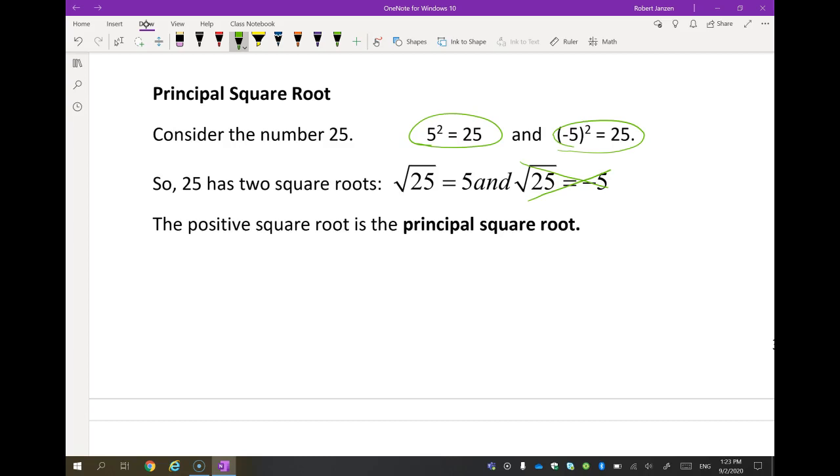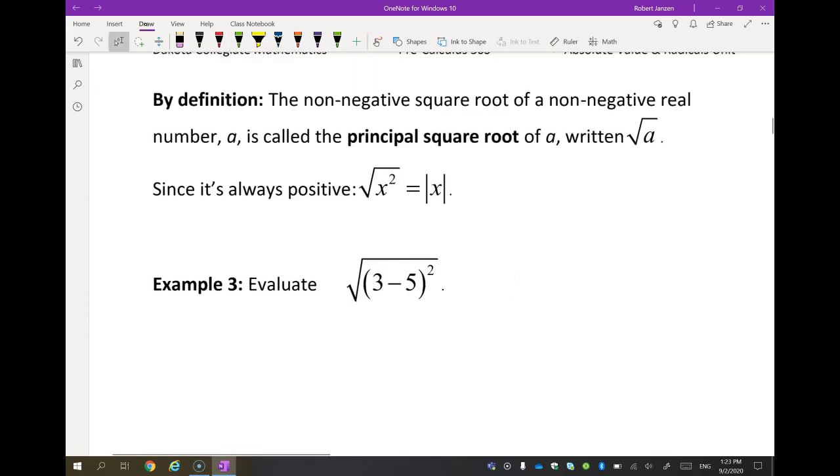And the reason for that is you don't think about negative 5 times negative 5 equaling 25. We just don't, it's not part of what we think about. We always think that 5 times 5 is 25. So the principal square root of a number is always going to be the positive value. Always the positive value. Okay? It's something to keep in mind, and let me show you where that might show up. Okay, so by definition, the non-negative square root of a non-negative real number is called the principal square root.